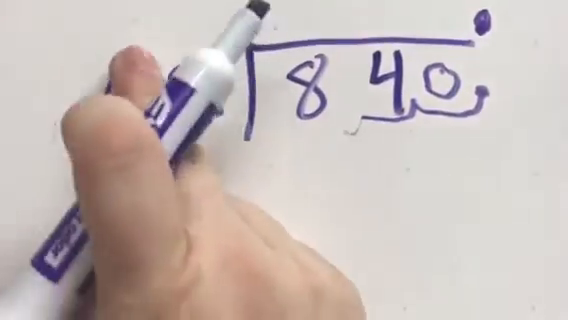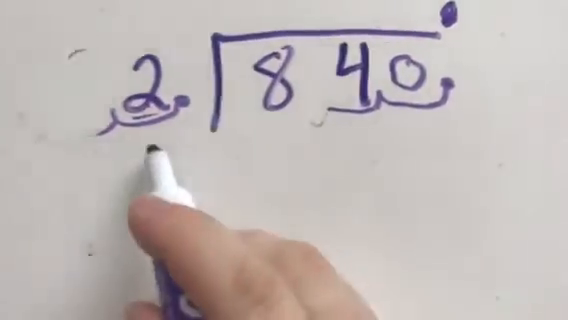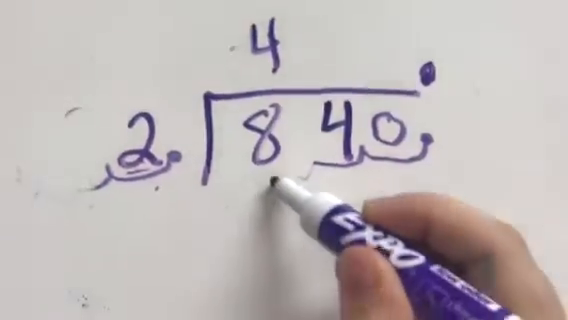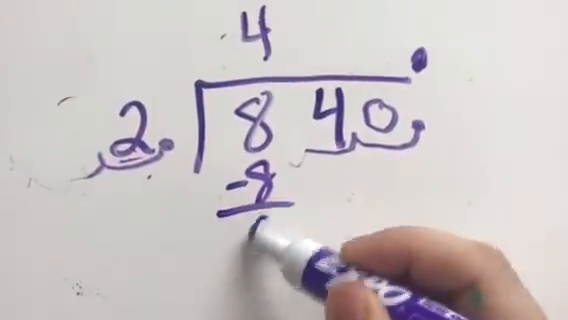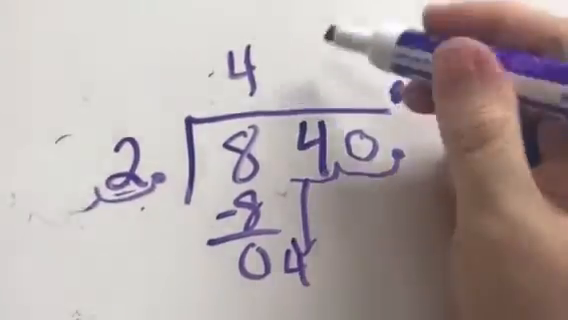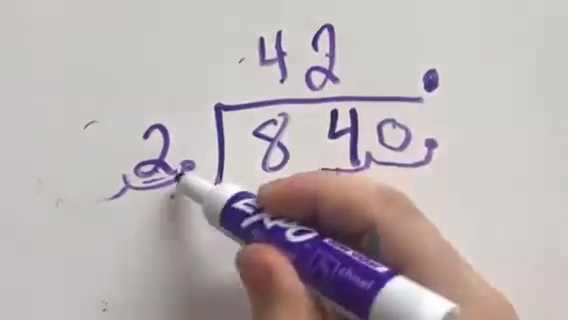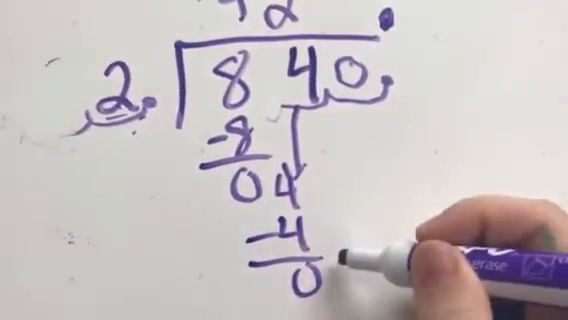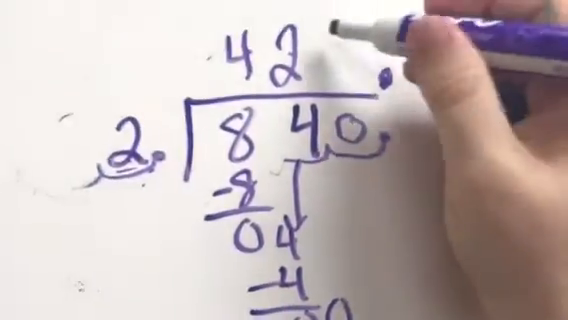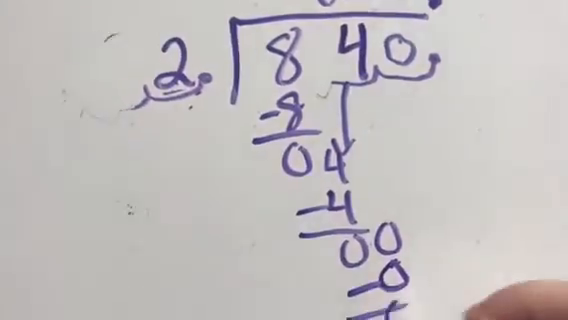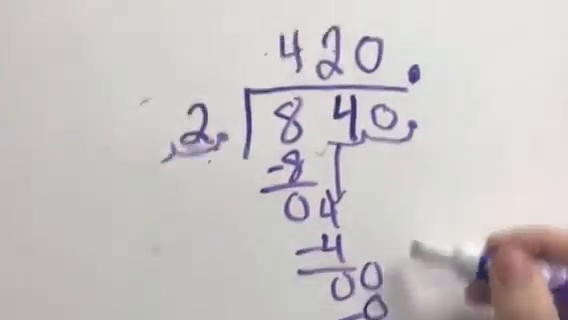So now I'm going to say this is 2 now. 2 goes into 8 4 times. 4 times 2 is 8. I'm going to bring this 4 down. 2 goes into 4 2 times. 2 times 2 is 4. I'm going to bring this 0 down. 2 goes into 0 0 times. 0 times 2 is 0 minus 0. I have nothing else to bring down, so I'm done.